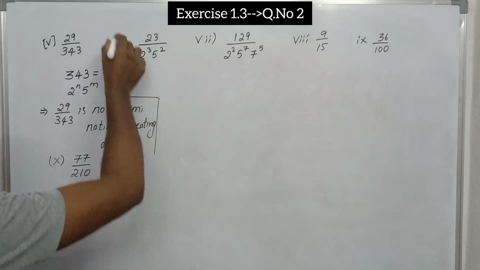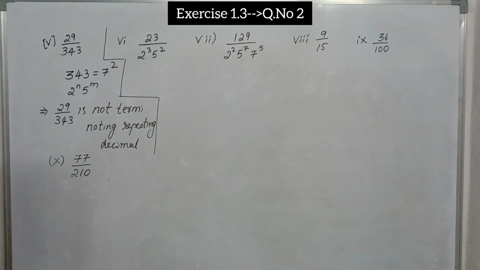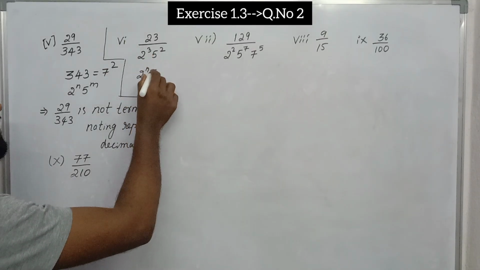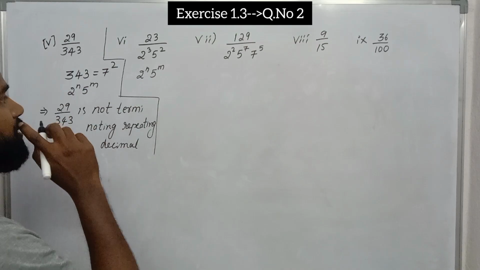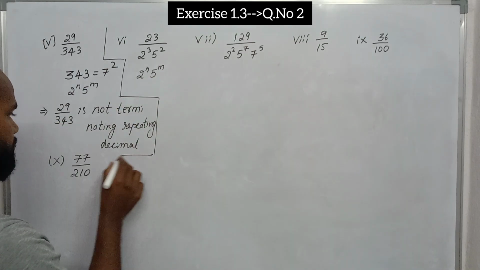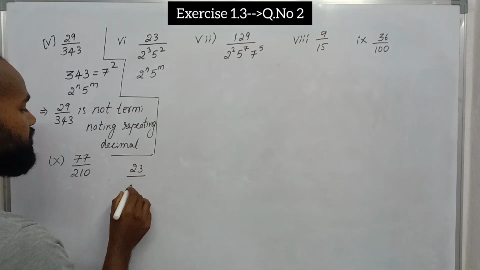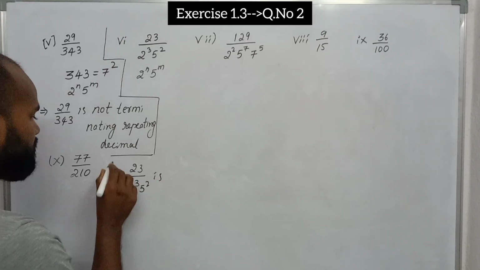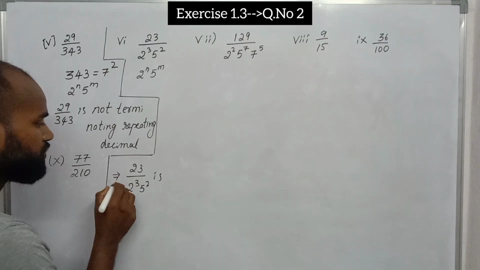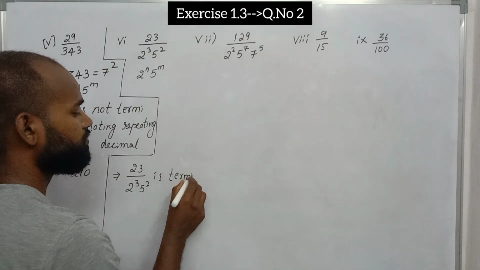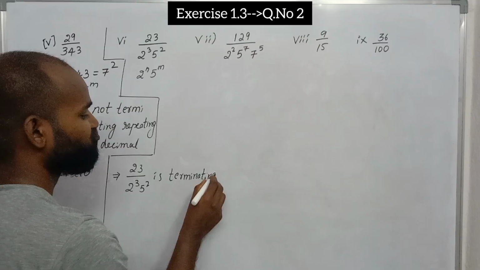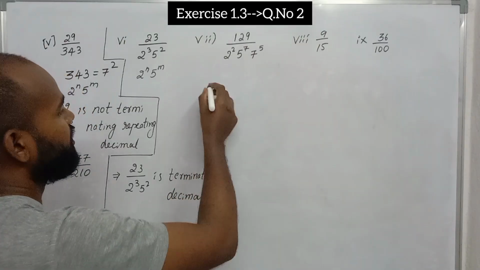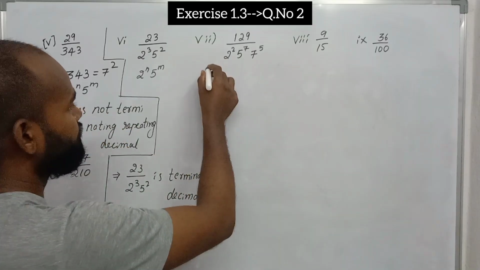Now see the sixth one. Clearly the denominator is in the form of 2 power n into 5 power m. So 23 by 2 cube into 5 square is a terminating decimal.